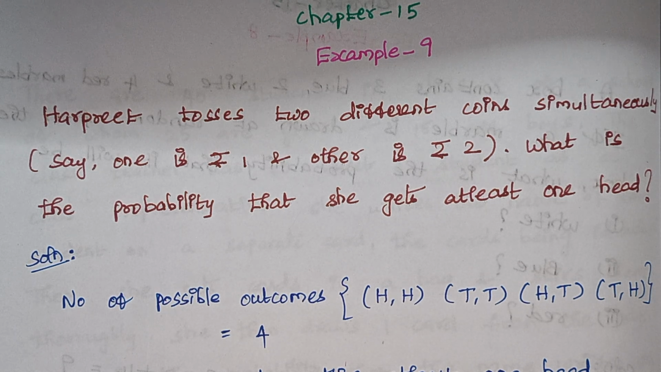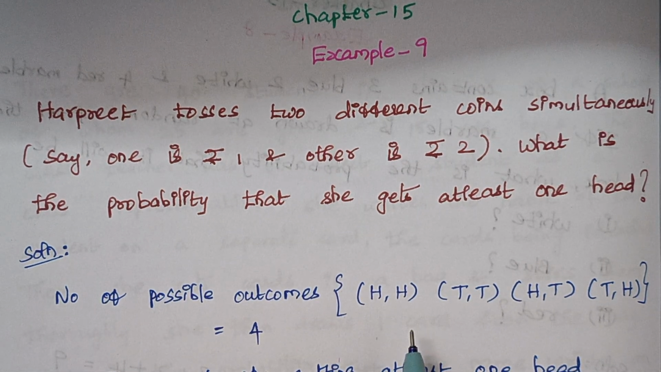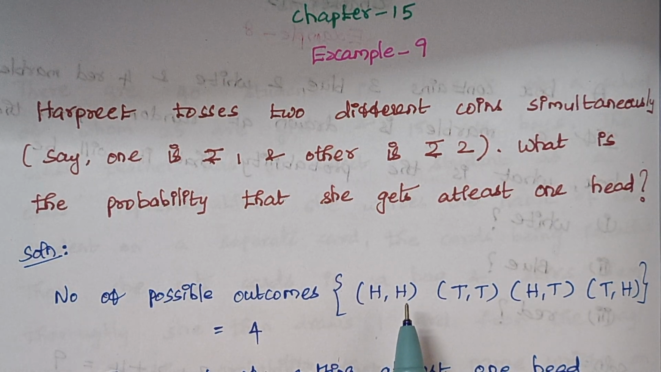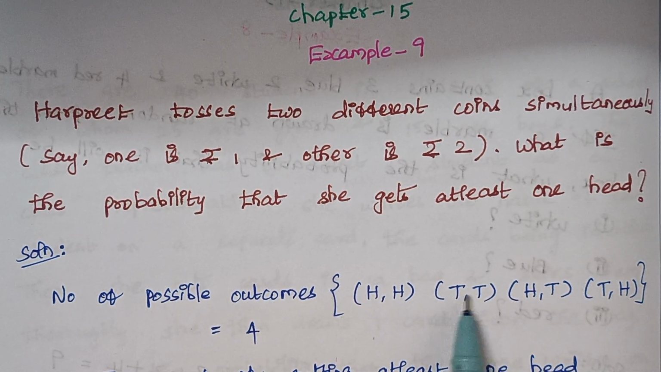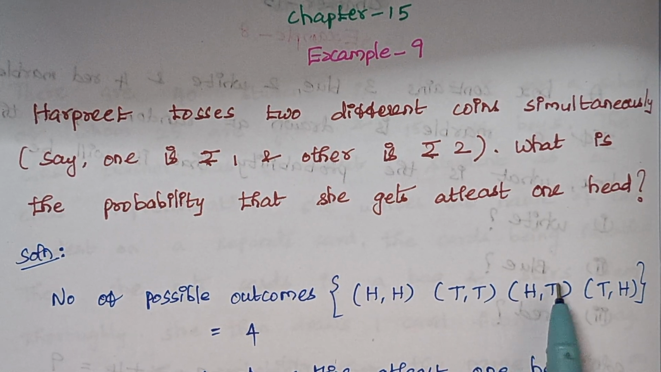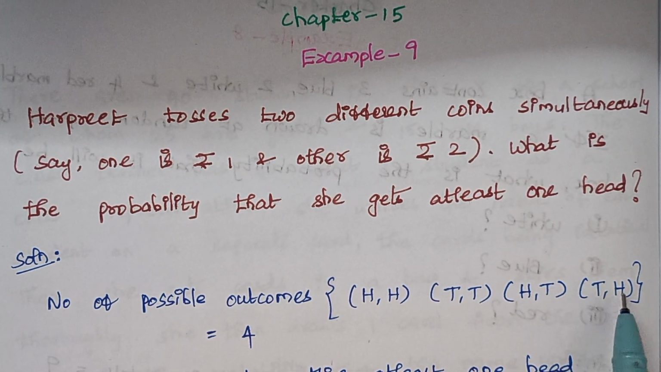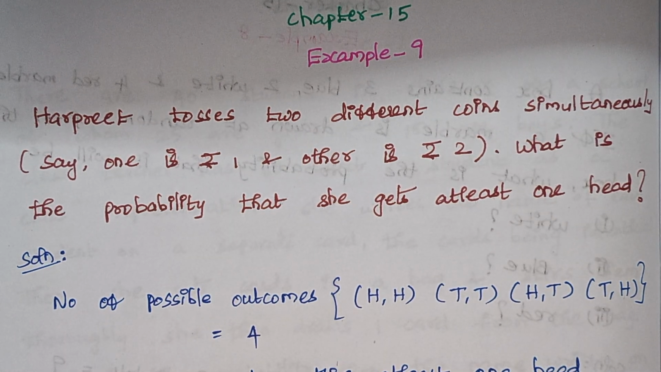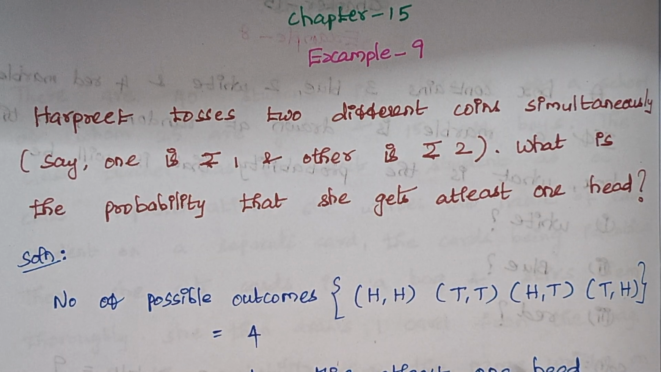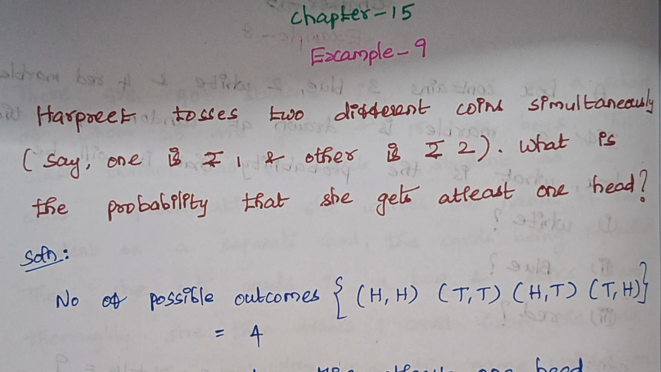I am tossing 2 coins together. So what is the chance? Here I may have heads on both the coins. In the other case, I can have tails on both the coins. Or I can have head on the first coin and tail on the second coin. Similarly, I can have tail on the first coin and head on the second coin. So how many possible outcomes? Totally I have 4 possible outcomes. Am I making it clear?